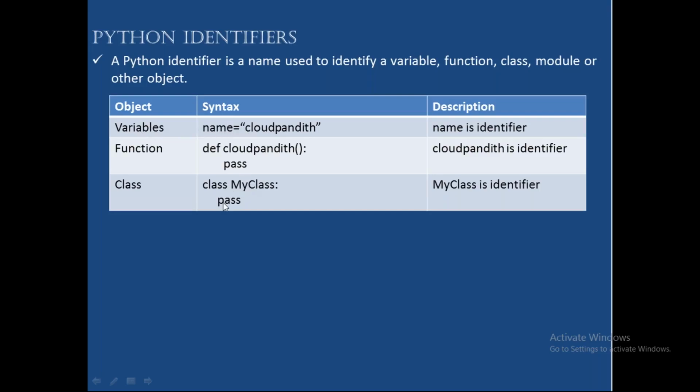Now class: class MyClass pass. MyClass is an identifier, which means MyClass is a name. So which name is it? What is the class name here? The class name is MyClass. Is it clear to all of you? I can spend some more time, but you should be able to understand this.